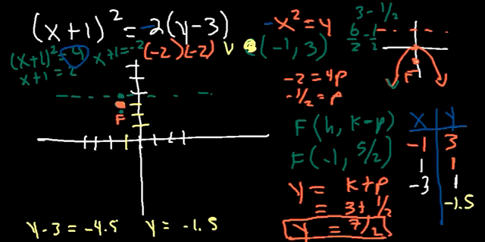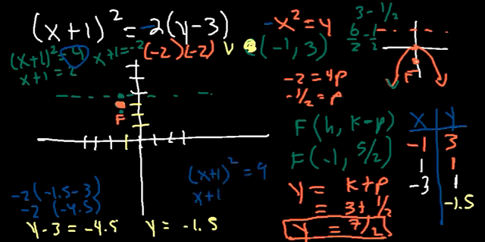So if I plug in negative 1.5, I get negative 2 times negative 1.5 minus 3, which is negative 2 times negative 4.5. That's 9. So therefore, x plus 1 squared is equal to 9. And if you square root both sides, x plus 1 is equal to 3, which means x is 3 minus 1, which is 2. And x plus 1 is equal to negative 3, so negative 3 minus 1 is negative 4. So that should be enough points for this particular example.